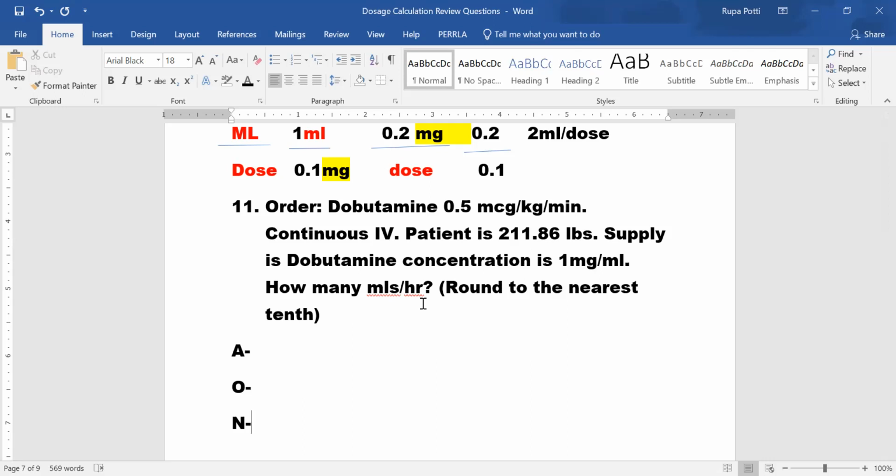So as you look here, what is it that you have available, right? Now it says the dobutamine concentration is 1 milligram per ml. So this is what you have available. That is what I'm going to write, 1 milligram per 1 ml. So this is my concentration that is available for me.